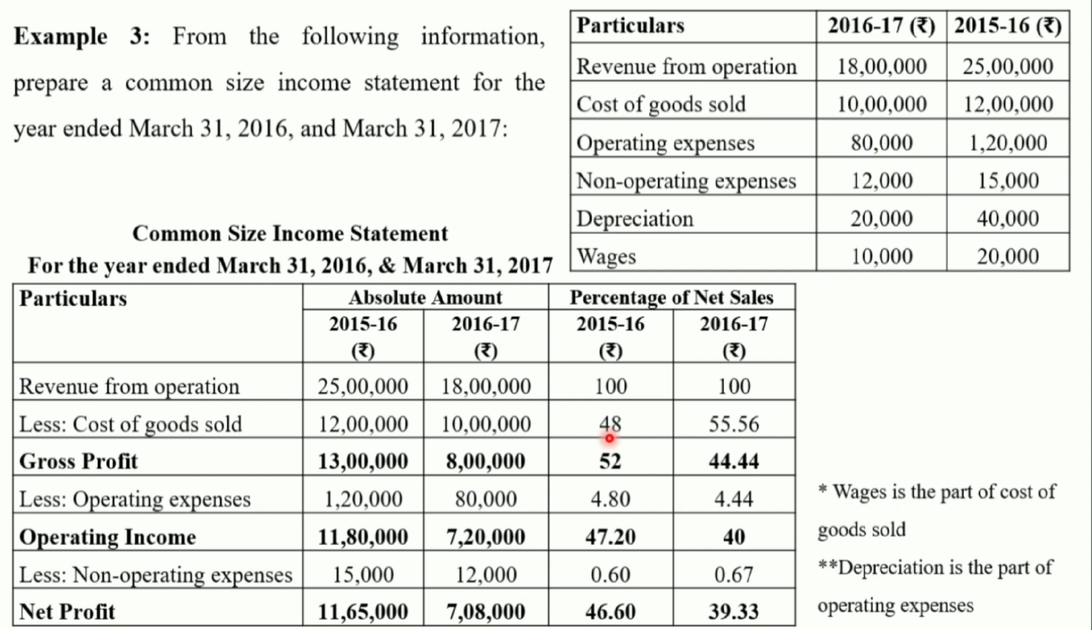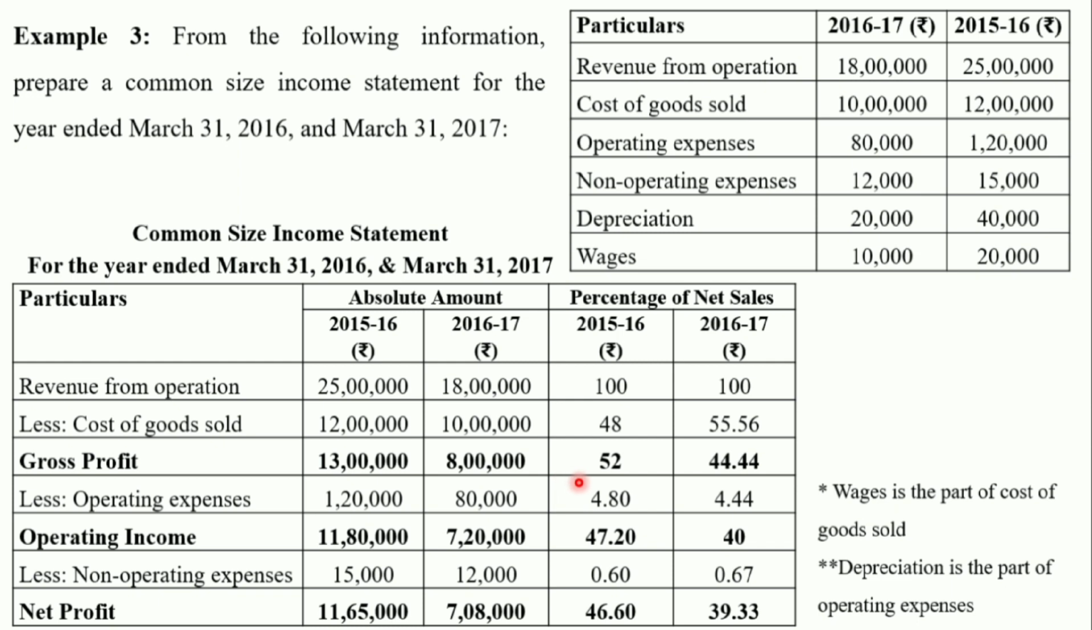How do we calculate? See, 12 lakh divided by 25 lakh into 100, we will get 48%. Similarly, 55.56%: 10 lakh divided by 18 lakh into 100, we will get 55.56%. Means what? The cost of goods sold for 2015-16 is 48% of the revenue from operation, and similarly for 2016-17 the cost of goods sold is 55.56% of revenue from operation.